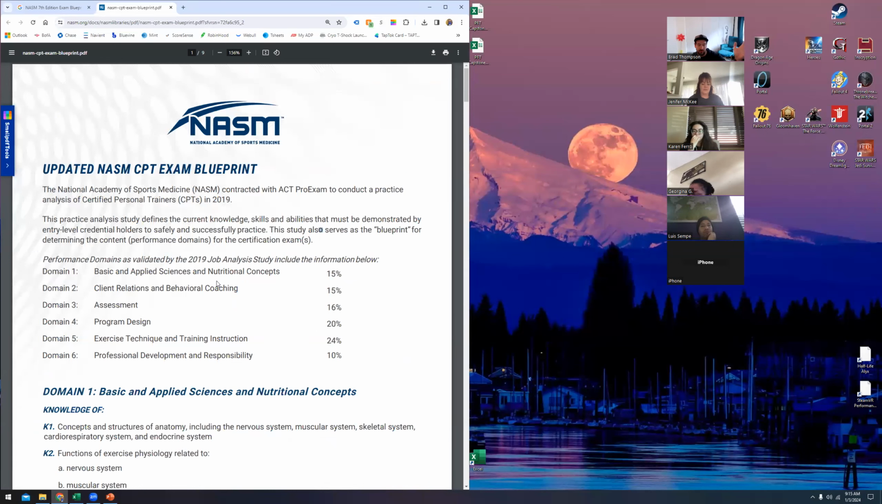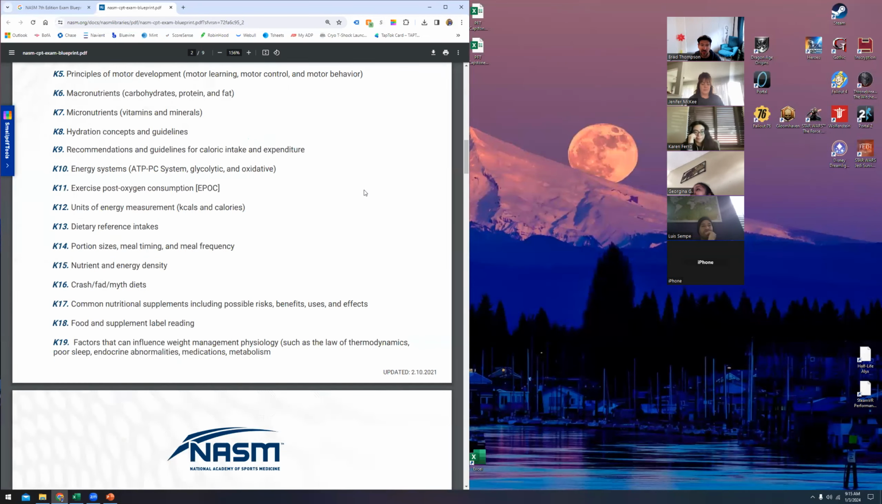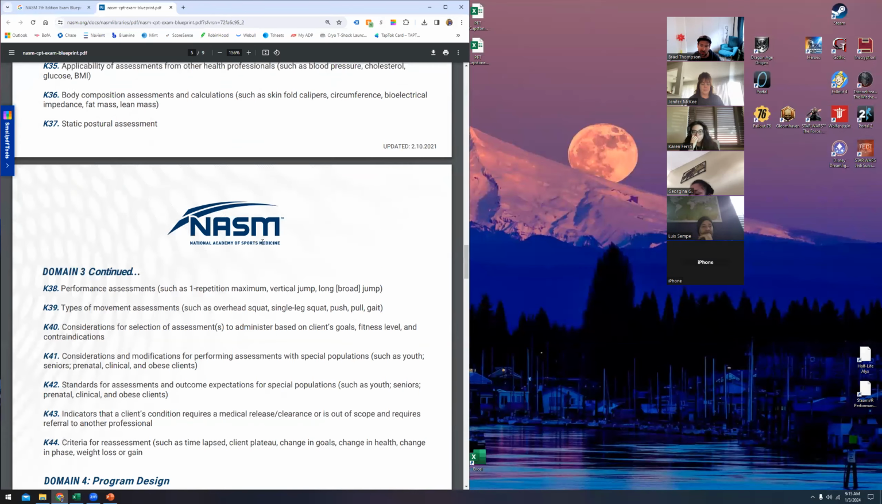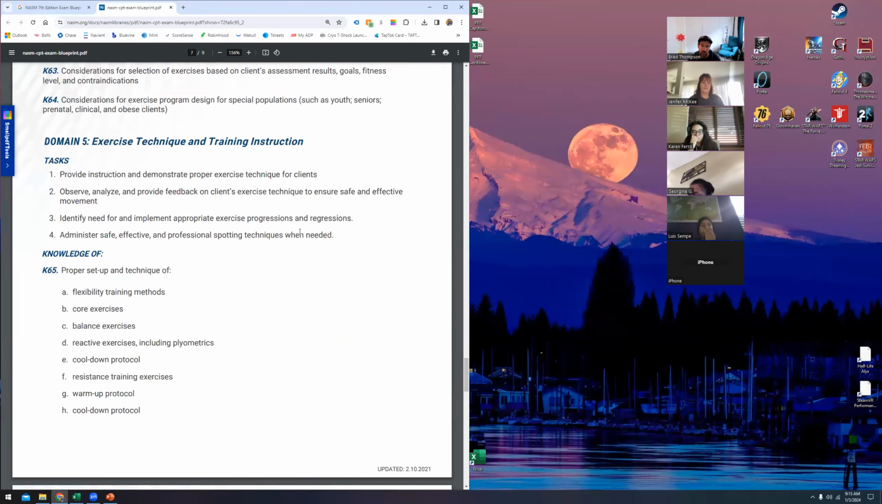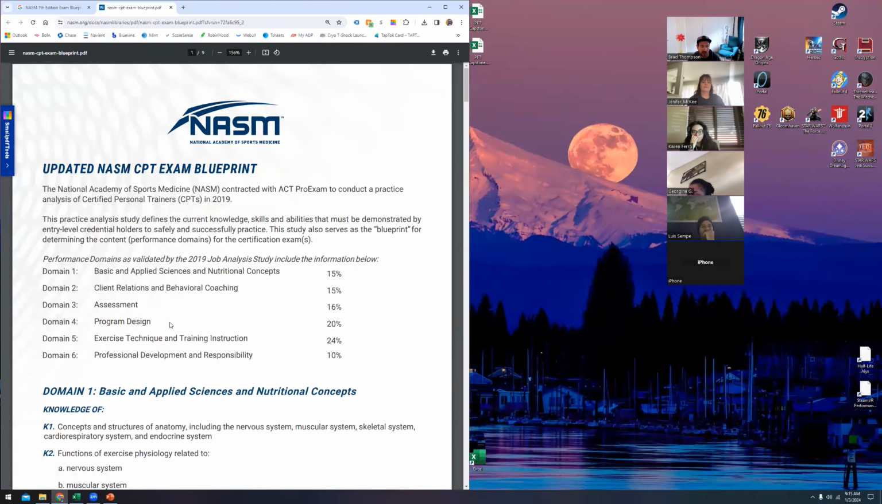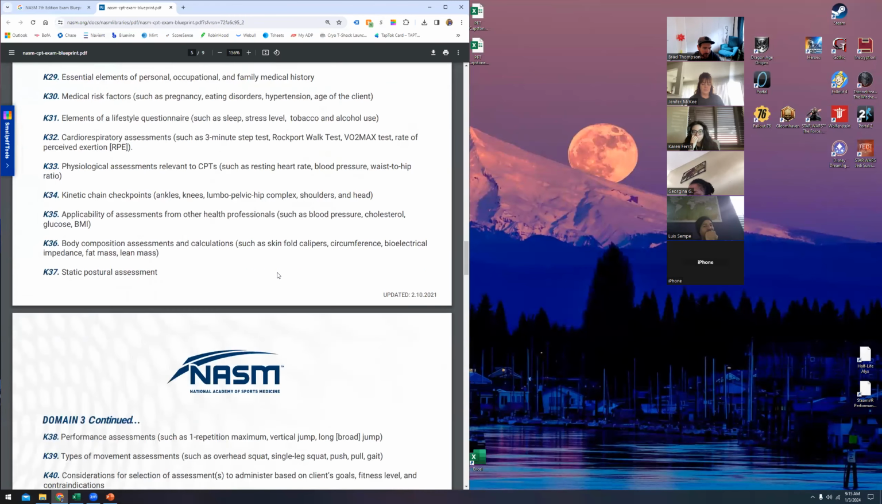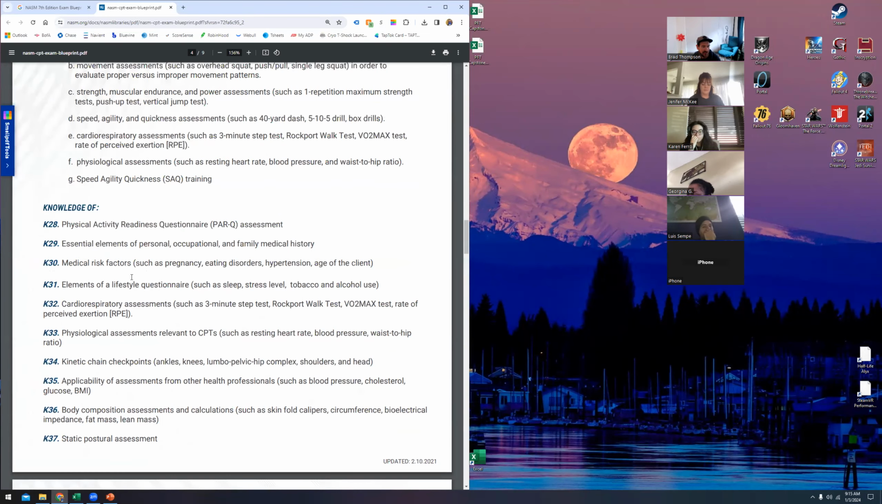Oh, and most important thing, I totally forgot to even mention, the rest of this blueprint. Look at this, guys. This is pages and pages and pages, and it tells you exactly what the most important concepts out of every chapter are. So take a look up here. We'll scroll down to domain 3, which is assessment, 16% of the test.